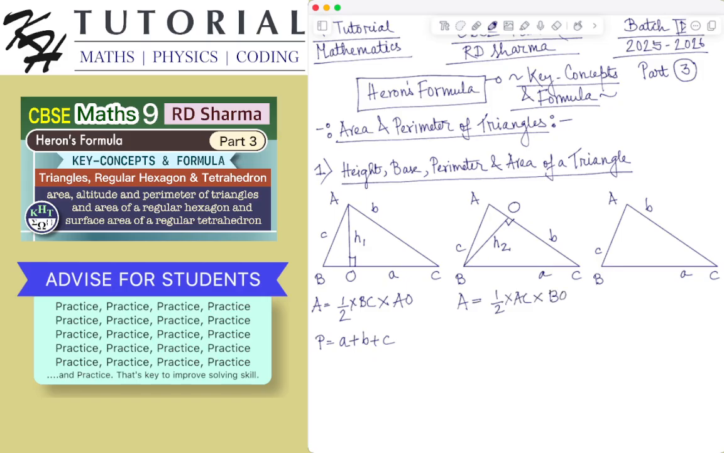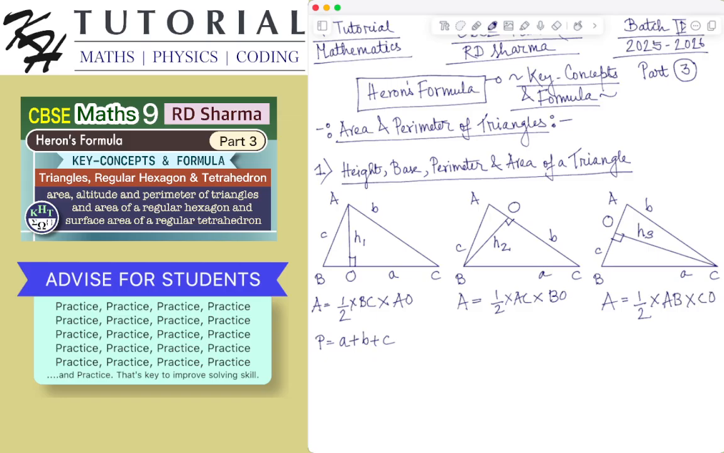Similarly, in the third diagram, let's say we are considering the side AB as the base, then the altitude will be the perpendicular drawn from the opposite vertex C on the side AB. Let's say CO be the altitude, and let's say its height be H3. So area, again considering AB as the base, area of the triangle ABC will be half multiplied by AB multiplied by CO.